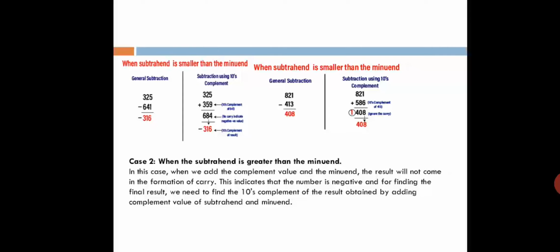This is 9's complement and 10's complement. There is no problem for you. Already I have explained. Try to solve some more problems on these.